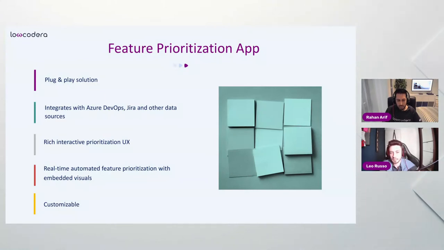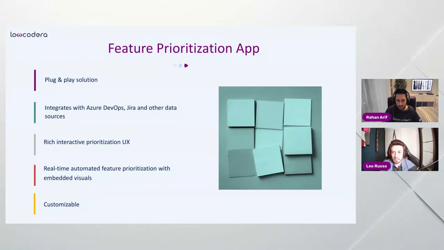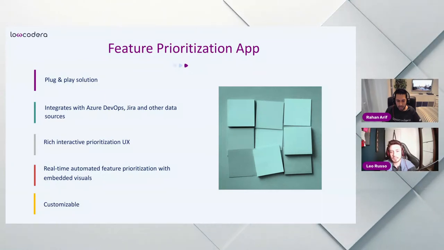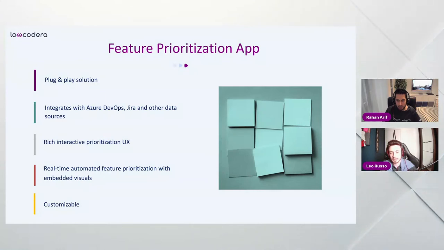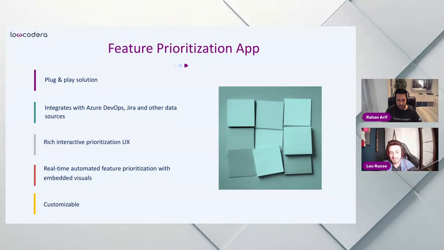So this is a plug-and-play solution. It integrates nicely with Azure DevOps or Jira, and for that matter, any other data source which connects to your Power App. We've got a rich and interactive user experience, as we'll be demonstrating in a few moments. The beauty of this app is that it really automates the prioritization of your features as you use the app in real time. And of course, because this is Power Apps and a Dataverse solution, it's highly customizable, and we've built it so you can customize and extend it according to your needs.